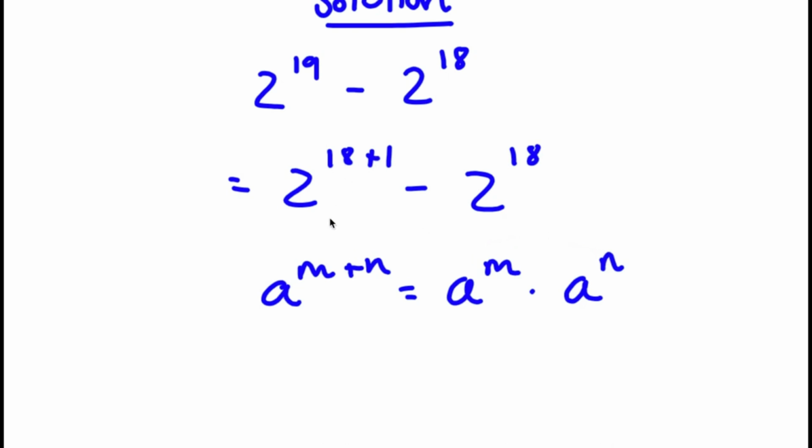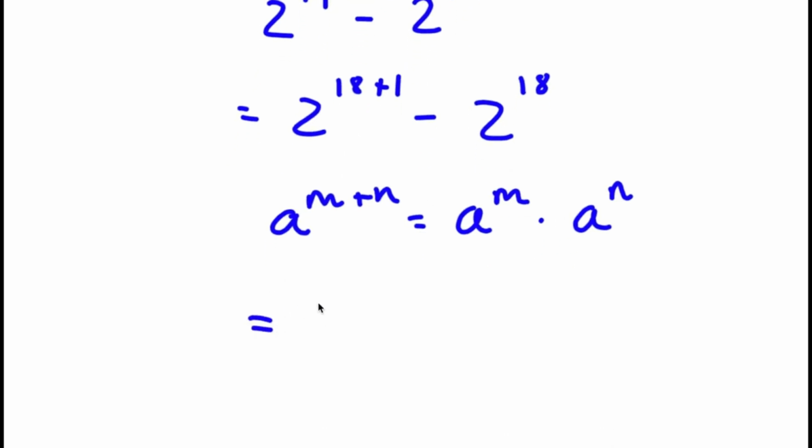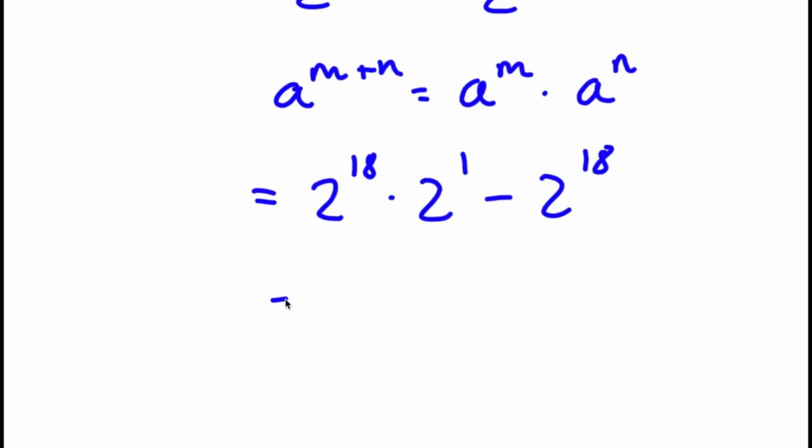So 2 to the power of 18 plus 1, that's going to equal 2 to the power of 18 times 2 to the power of 1. And I have minus 2 to the power of 18 at the end. Now from here, I can go ahead and factor out 2 to the power of 18. So I have 2 to the power of 18 times (2 to the power of 1 minus 1).